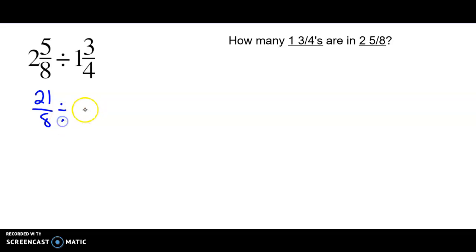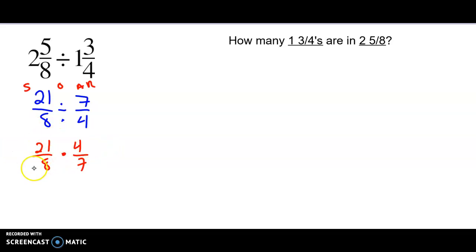Bring down my division. Do not change it yet. First we have to make them improper. 1 3/4. 4 times 1 is 4, plus 3 is 7/4. Now, I'm going to do same, opposite, and reciprocal. So 21/8, same. Opposite of division is multiplication. Reciprocal of 7/4 is 4/7. All right. Now, you can multiply straight across, but I'm not going to because it's a pain in the tush.